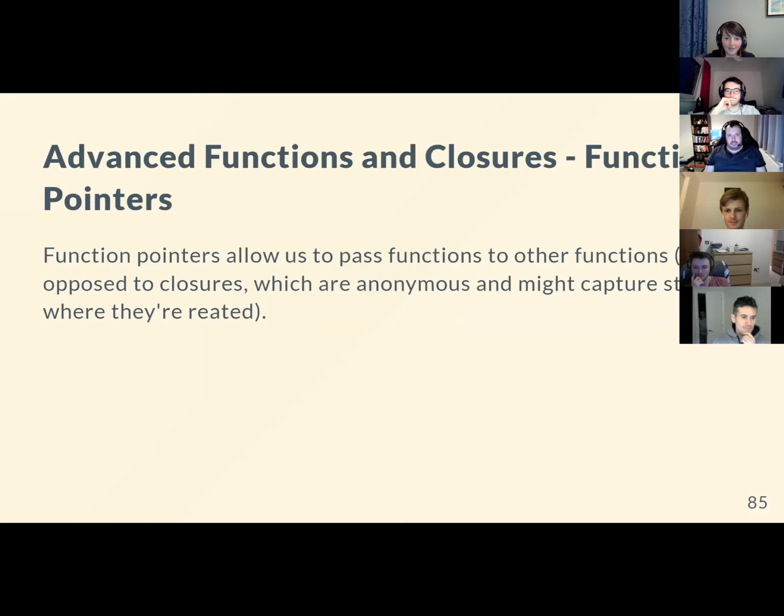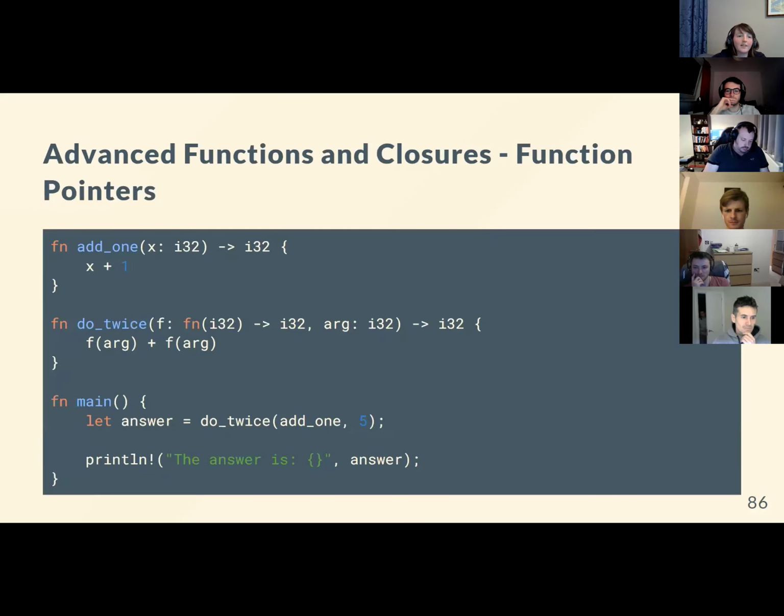So on to advanced functions and closures. As I mentioned, function pointers allow us to pass functions to other functions. That means in this example, we've got a function add_one, and I want to have a different function which takes a function and does that function twice. So we're saying I want to add 1 to 5, but I want to do it twice, and that way you can get 7. And the syntax just looks like this.